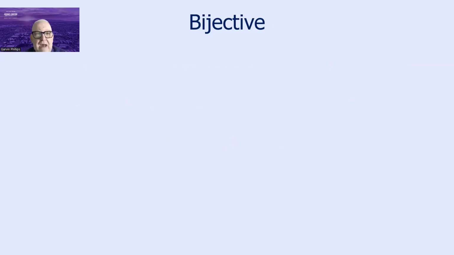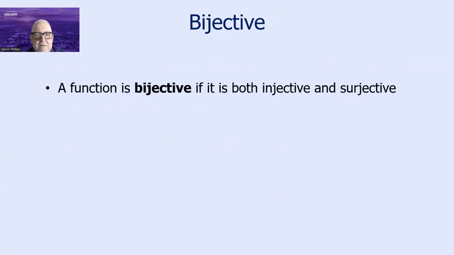Bijective. If you have injection and surjection, you have bijection. So if you have one-to-one and onto, you have bijection. So that's the big rule here. You need to prove both properties if you're trying to prove bijection.